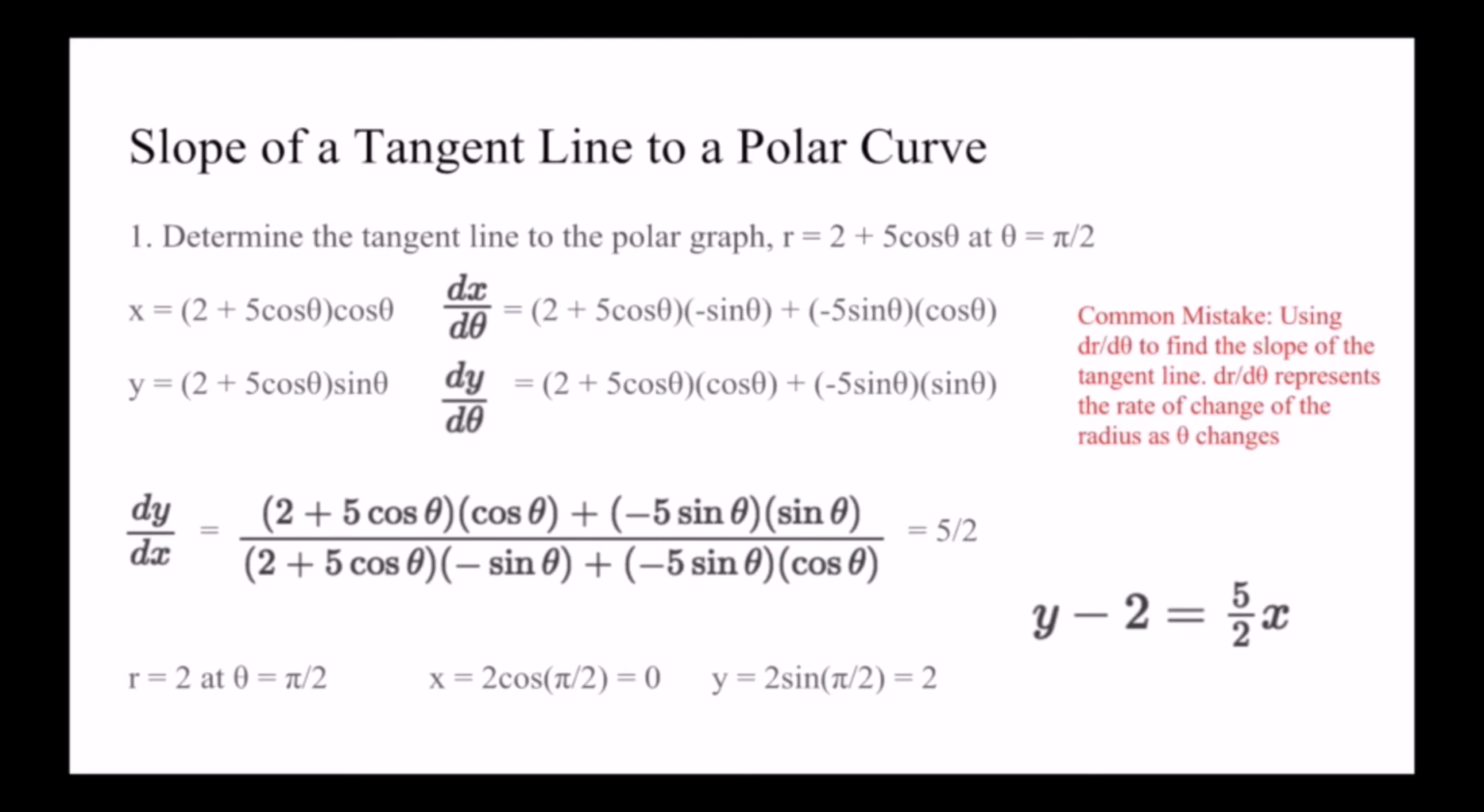We also have to find the x and y values at which theta equals pi over 2. First thing I did was plug in pi over 2 into the r, and I get 2, so I can just substitute that into the x and y equations for r, and then plug in pi over 2 into the theta, and I get 0 and 2 respectively for x and y. So my final equation is y minus 2 equals 5/2 x. A common mistake is using dr over d theta to find the slope of the tangent line, which is incorrect because that only represents the rate of change of the radius as theta changes.